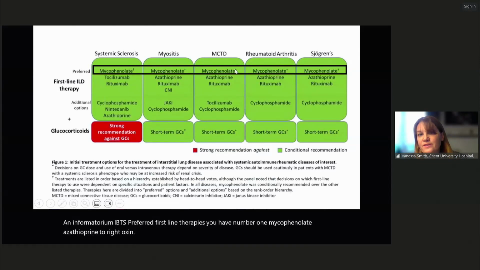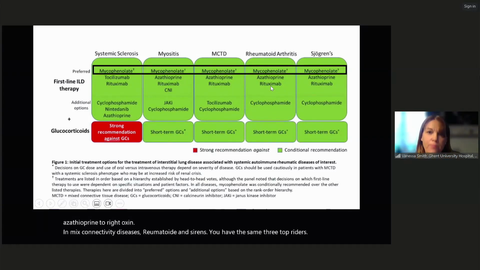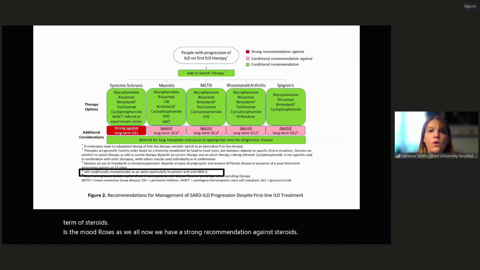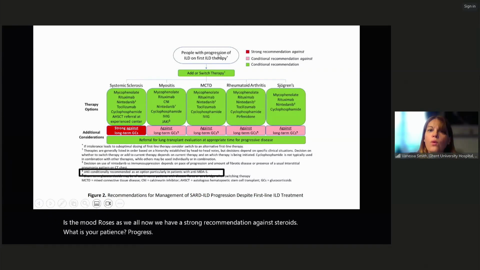In mixed connective tissue diseases, rheumatoid and Sjögren's, you have the same 3 top runners. Importantly, you may give in all connective tissue diseases, except in systemic sclerosis, a short term of steroids. In systemic sclerosis, as we all know, we have a strong recommendation against steroids. What if your patients progress? Well, if you progress despite the therapies we just went over, you add or switch therapy.